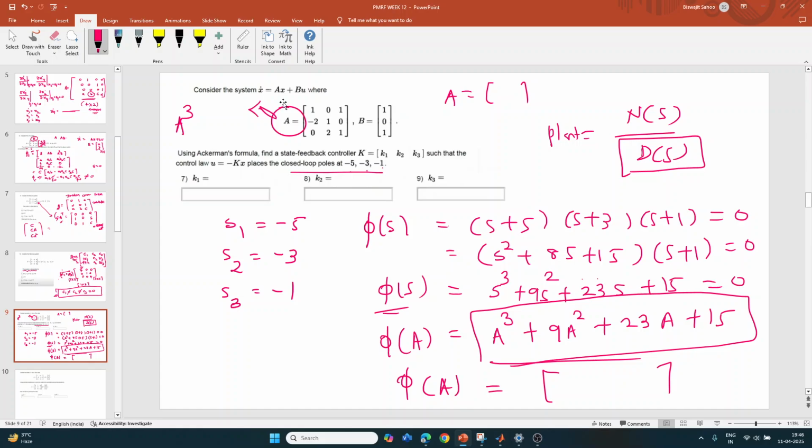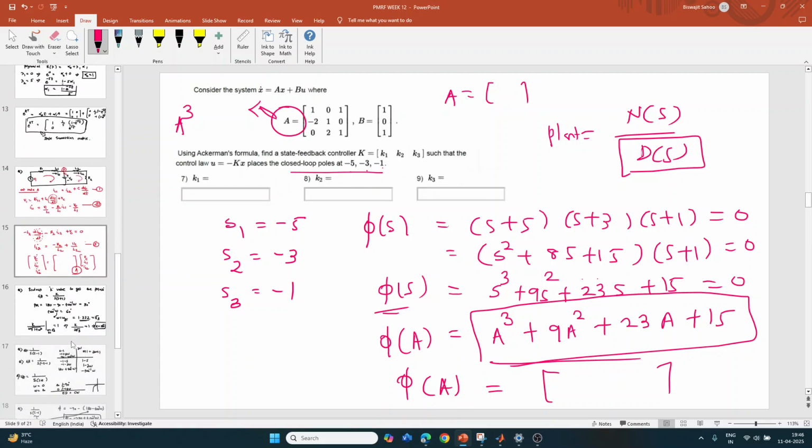The point of discussing this question is that if a 3 cross 3 matrix is given, you need to find out the value of A cube plus 9A square plus 23A plus 15. You have to check in the calculator. This MATLAB I can do in 1 second, but in the calculator you have to put in the value to get the correct answer. Otherwise you have to multiply A into A, then A square into A for A cube. So it will kill your time. It will take 10-15 minutes to solve this question, so you should be smart about how to solve it.